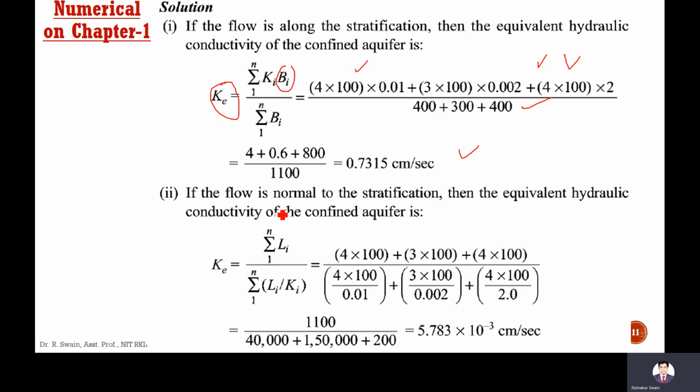Similarly, in the second part, if the flow is normal to the stratification, then the equivalent hydraulic conductivity of the confined aquifer is the summation of the thickness divided by K. Here L1 is taken because it is vertical, so the notation L1 is the same as this thickness. This is H1 by K1 plus H2 by K2 plus H3 by K3. If you put these values and convert meter into centimeter, because K is given in centimeter per second, we will get 5.783 into 10 to the minus 3 cm per second.